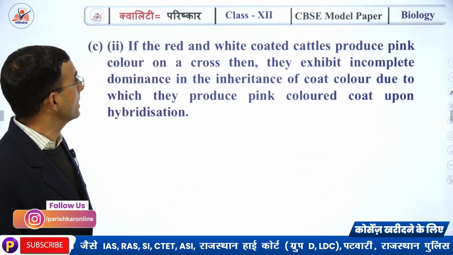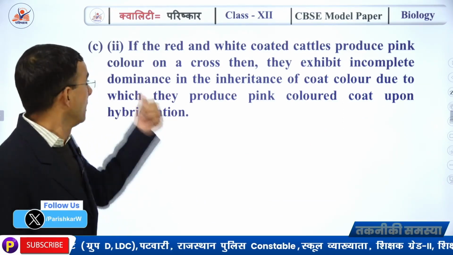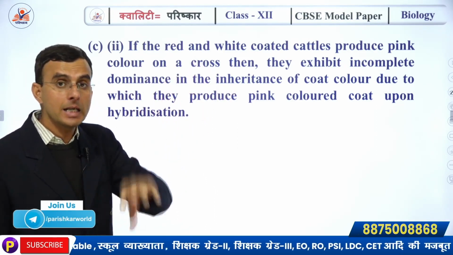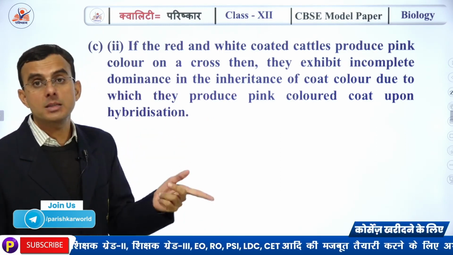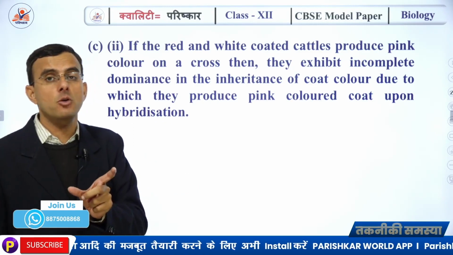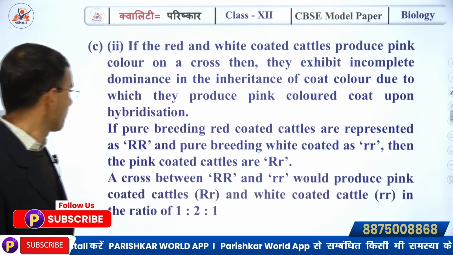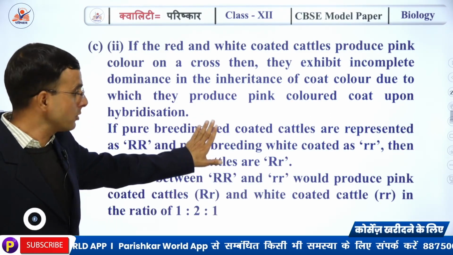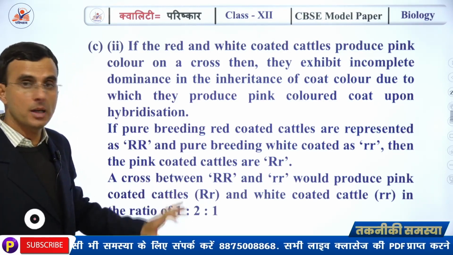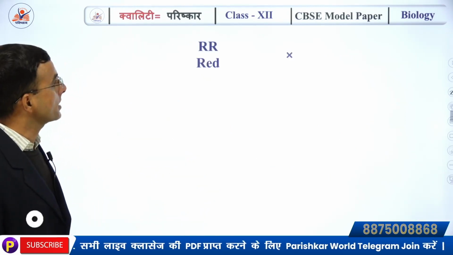Now the next one is codominance, where both the genes are expressed. When there is codominance or incomplete dominance, the dominant gene is not able to express, so the phenotypic ratio changes. So if this is the genotype of the parents, then for incomplete dominance the phenotypic ratio is 1:2:1. How does that happen? Look at this one.